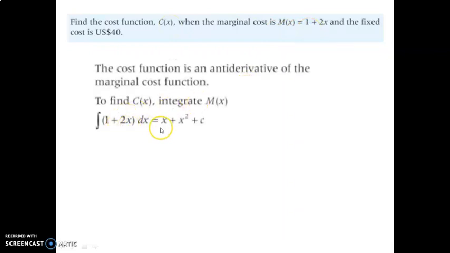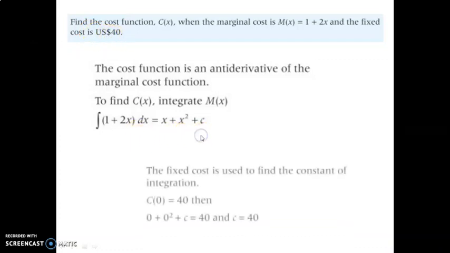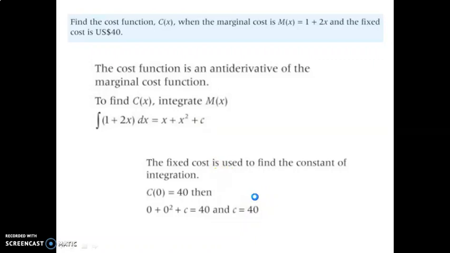Okay, so we take the integral and we get this. So this is our original cost function. Again, we have this unknown c value, but we are told there's a fixed cost. The fixed cost is 40. The fixed cost on a cost function is the cost at x equals 0. When no units are produced, that is the cost the company incurs. So x is 0, y is 40. Put that in there and solve for c. Check your work. We found out c is 40. Well, therefore, we know that this model must be x plus x squared plus 40.